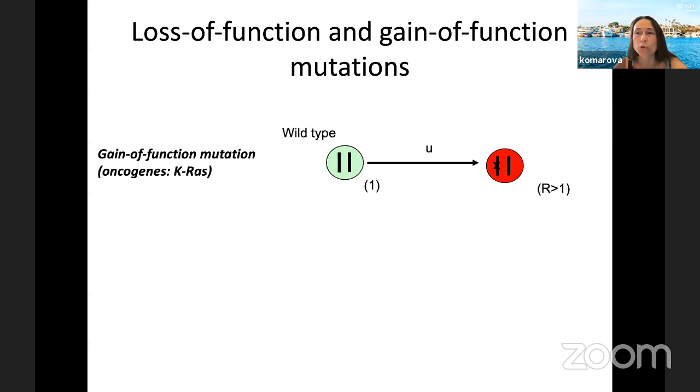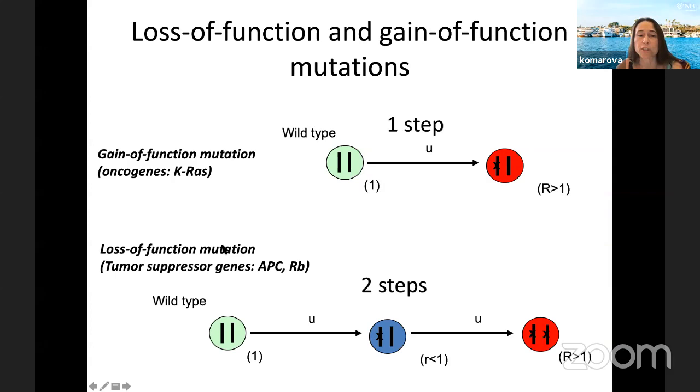So a common example is so-called oncogenes, like the KRAS gene that I just mentioned in the context of colon cancer. So one mutation and the properties of the cell change enough such that it starts making a difference, right? The second type, loss of function mutation, is very different. So it involves the so-called tumor suppressor genes. These are the genes that kind of keep the cell from doing bad things.